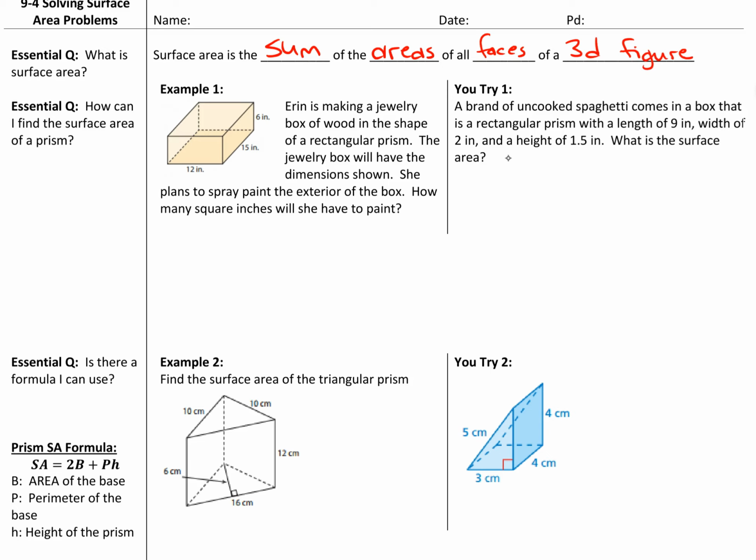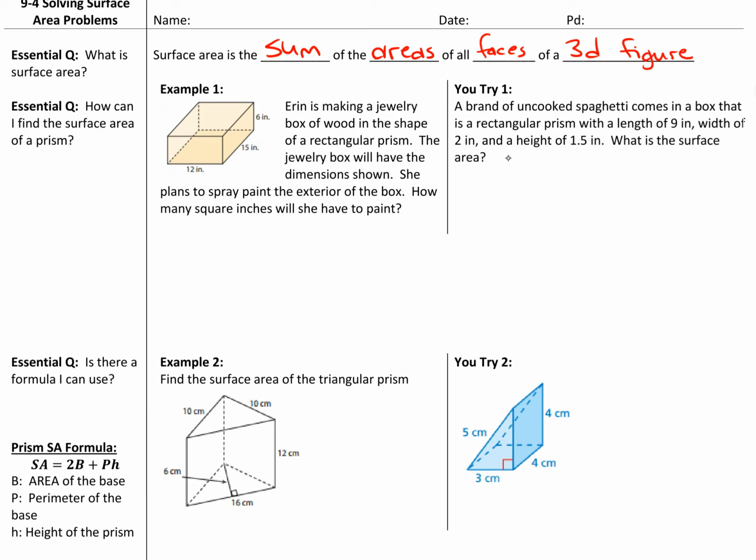So let's start with this prism over here. On the left is a rectangular prism, and hopefully you are familiar with rectangular prisms. This is a 6th grade topic, so it should be pretty easy. Erin is making a jewelry box of wood in the shape of a rectangular prism. The jewelry box will have the dimensions shown. She plans to spray paint the exterior of the box. How many square inches will she have to paint?